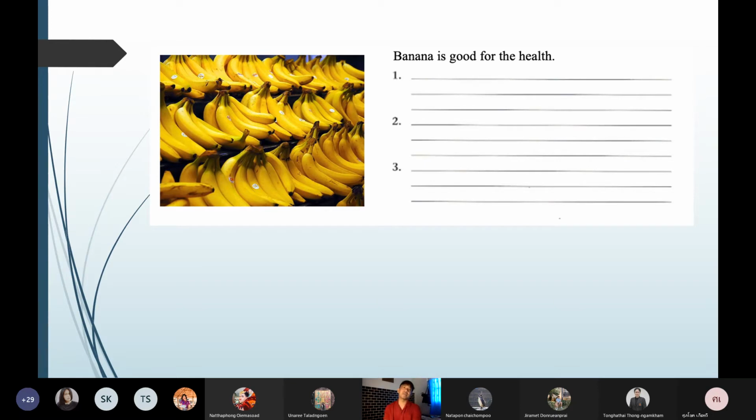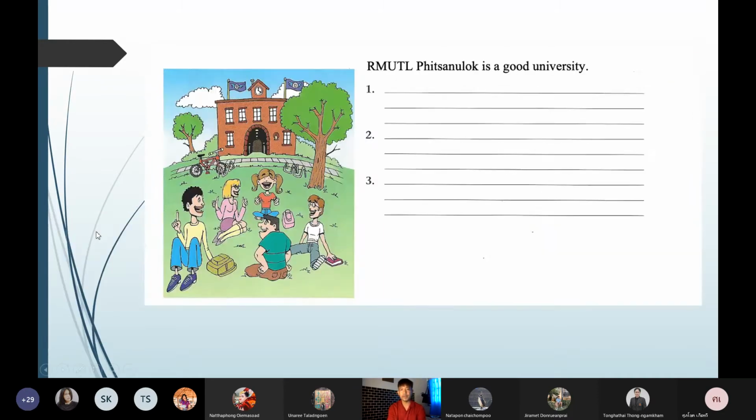Okay, let me just wrap up. Let me just summarize from the beginning to the body. So, for example, can you move back one slide? Just one slide. Okay. So, for example, I have RMUTL is a good university. Pitsanulok is a good university. This is the topic. So, I'm going from the first to the body. Okay, so listen up.